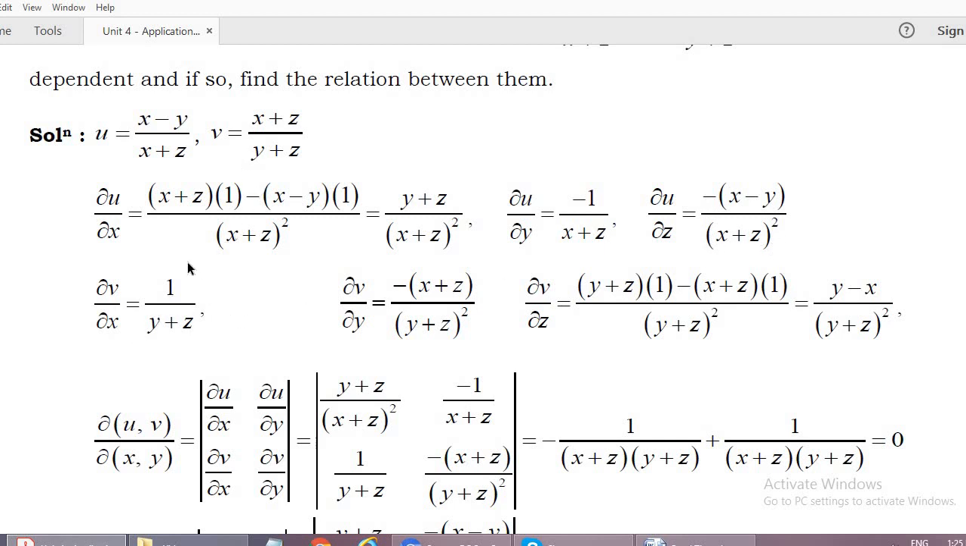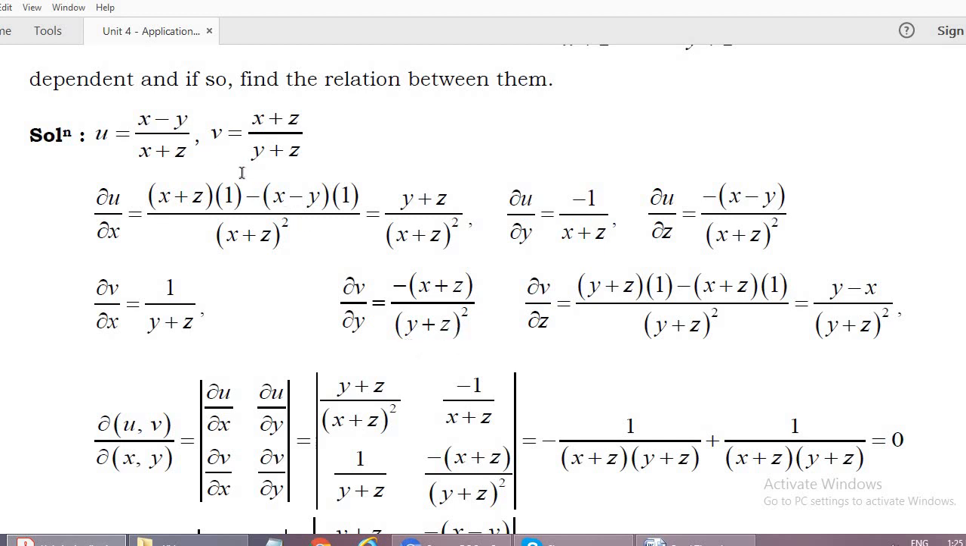Del v by del x. x is in the numerator only, 1 upon y plus z is constant, the derivative of x plus z partially with respect to x is 1. For the derivative of v partially with respect to y, y is in the denominator only, x plus z is constant, so in the bracket x plus z, the derivative of 1 upon y plus z partially with respect to y is minus 1 upon y plus z to the power 2.